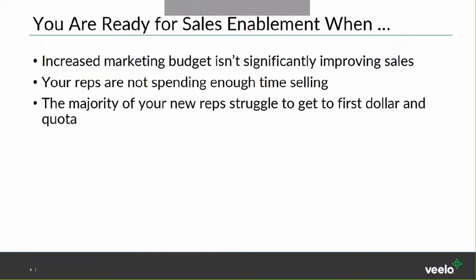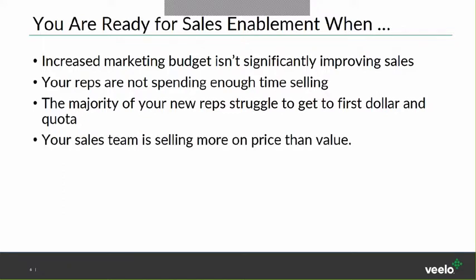Third one is, if you have new reps coming in, but they're struggling to get to their first dollar, and it's taking them too long to get to quota. Especially in high growth companies, we see this as a big problem. They had a kind of informal onboarding program. They start hiring reps like crazy and never really formalize that onboarding. And then their new reps struggle largely because they're not trained well enough to sell value. They're not equipped. They may be great salespeople. They just don't have the tools to support them to get to quota faster.